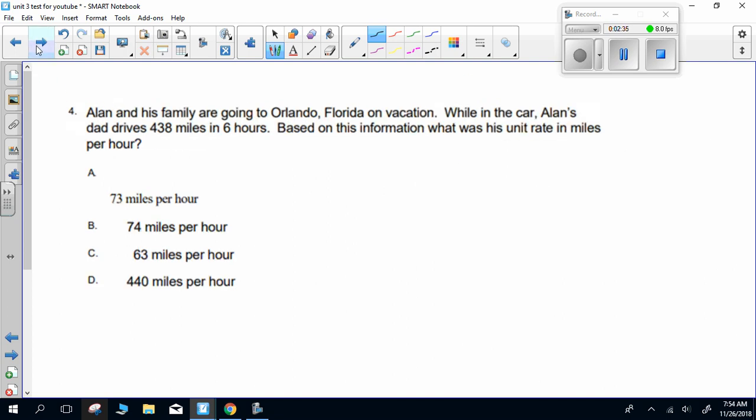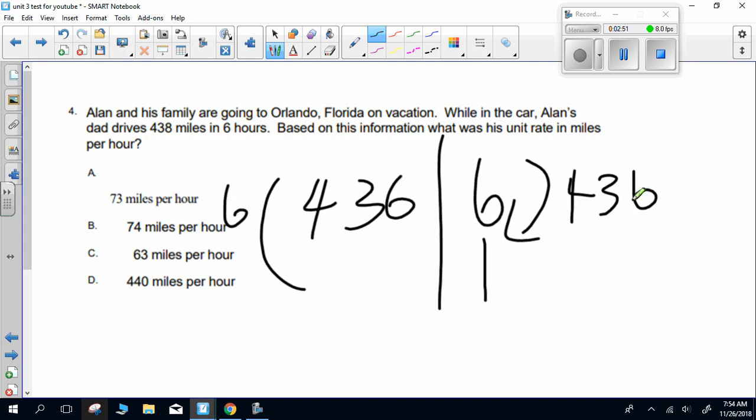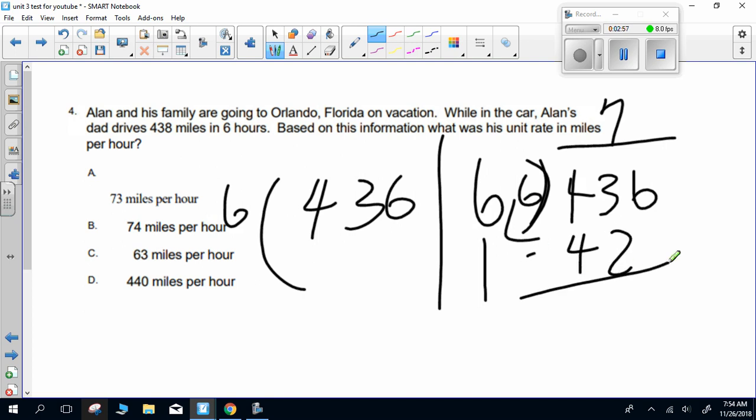Next one, Alan and his family are going on a trip to Orlando, Florida on vacation. While in the car, Alan's dad drives 438 miles in 6 hours. What was his unit rate in miles per hour? So I need to divide by 6 and divide by 6. 438 divided by 6. 6 goes into 43 7 times. I get 1. Or 6 goes into 18 3 times, so his rate is 73 miles in 1 hour.